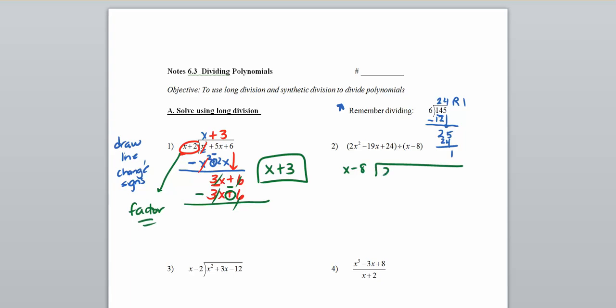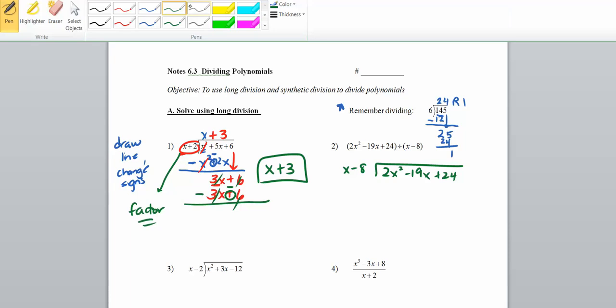So problem 2, we're going to take x minus 8 and we're going to divide it into 2x squared minus 19x plus 24. All right, so we're just going to write the division ourselves. We're going to start it out. I'm just going to change pen so you can see it better.